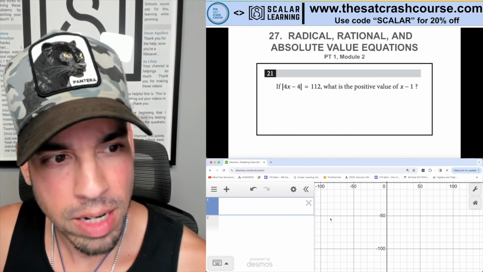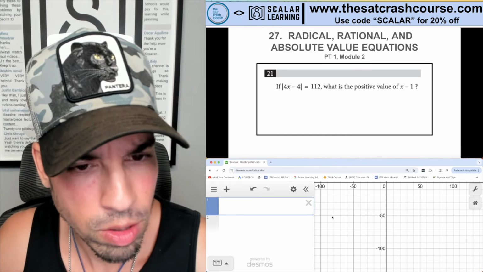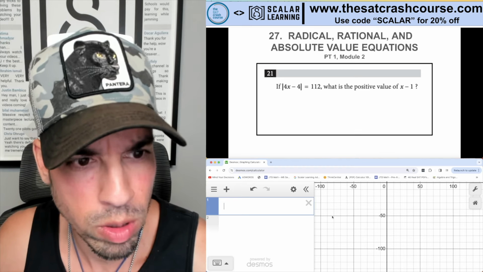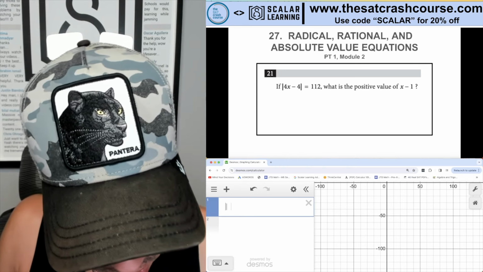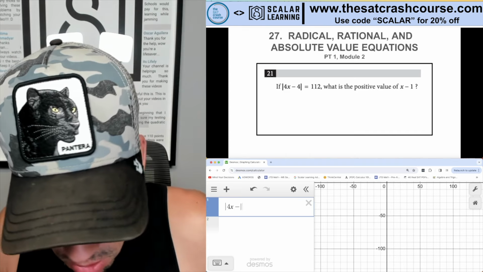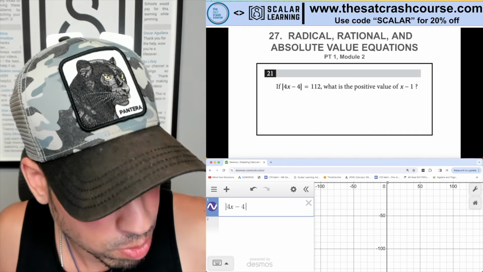Done. Now we got an absolute value equation. So we're trying to figure out |4x minus 4| equals 112. What is the positive value of x minus 1? All right. So we're going to plug it in like this. 4 times x minus 4, boom. This is my absolute value equation.